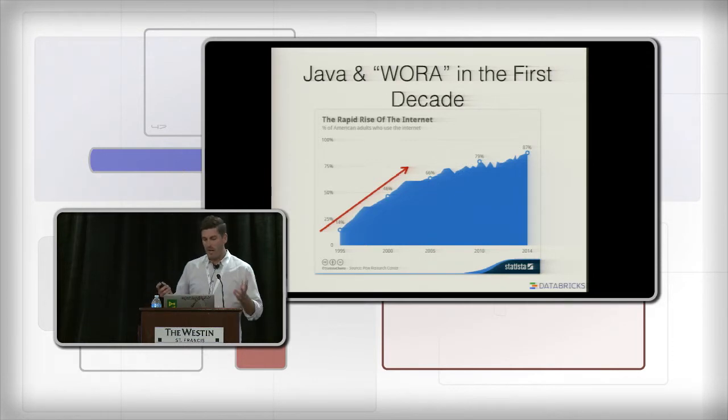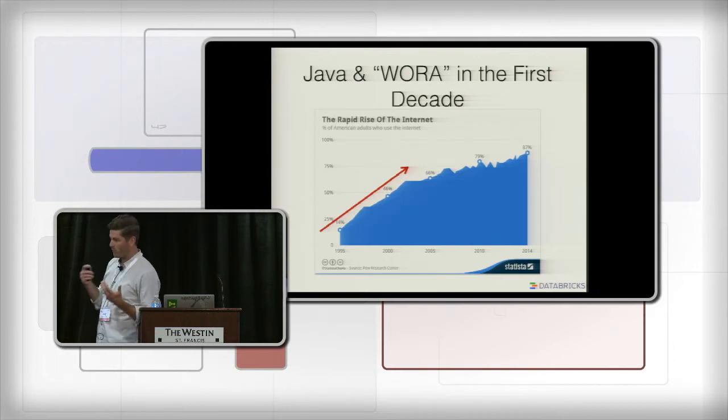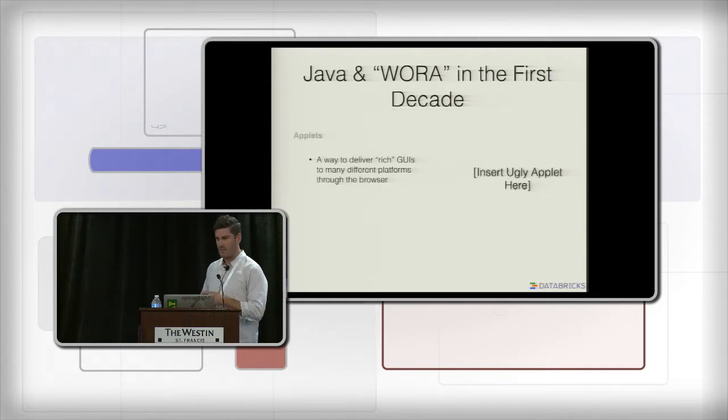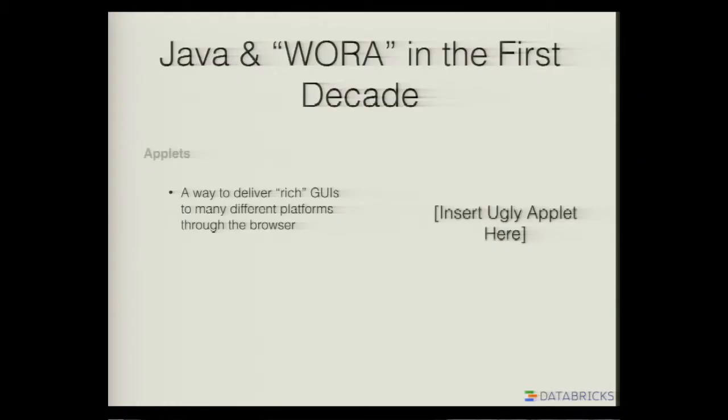So remember that the growth of Java coincided with the growth of the internet. This chart shows that in the late 90s to the mid 2000s, there was quite a rapid pace of growth of people using the internet, and this happens to coincide with the growth of people using Java, right? So this provided an interesting problem to solve with the write once, run anywhere concept. How do we deliver rich content through the browser to the end users?